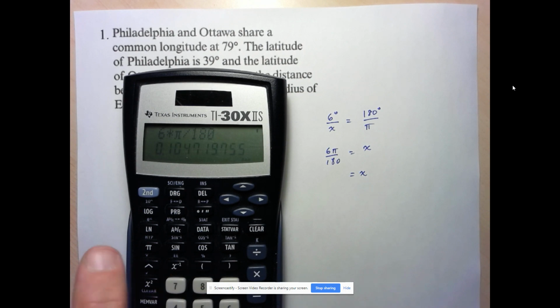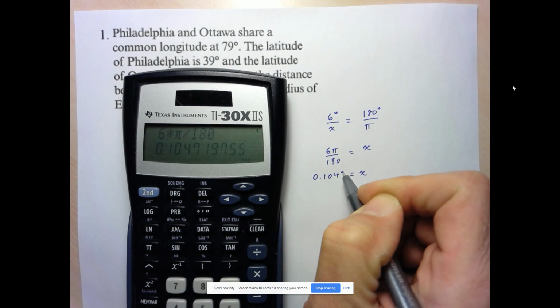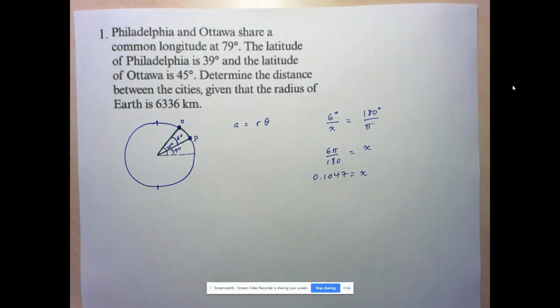I'm going to keep a lot of decimal places because we're dealing with a big number when it comes to the radius of the Earth. So I'll keep 0.1047. We'd probably get a decent answer with 2 decimal places, but I'll keep that there.